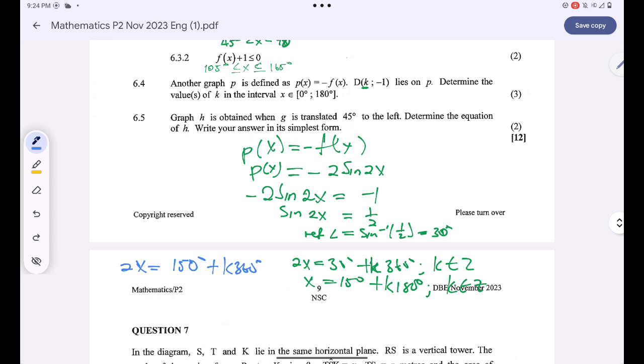Why am I saying 150, guys? Remember that sine 2x is equal to a positive number, which simply means I must express my reference angle where sine is positive. Sine is positive in the first and second quadrant. The first part I was expressing the angle in the first quadrant. Now I'm expressing the angle in the second quadrant. In the second quadrant, I write my angles as 180 minus the reference angle. So 180 minus 30 is 150.